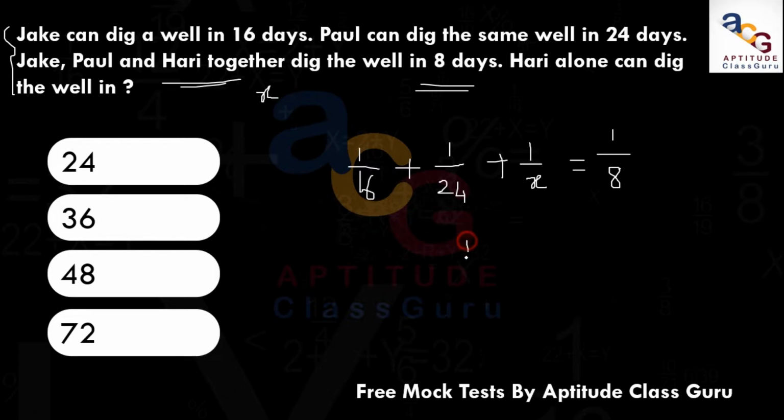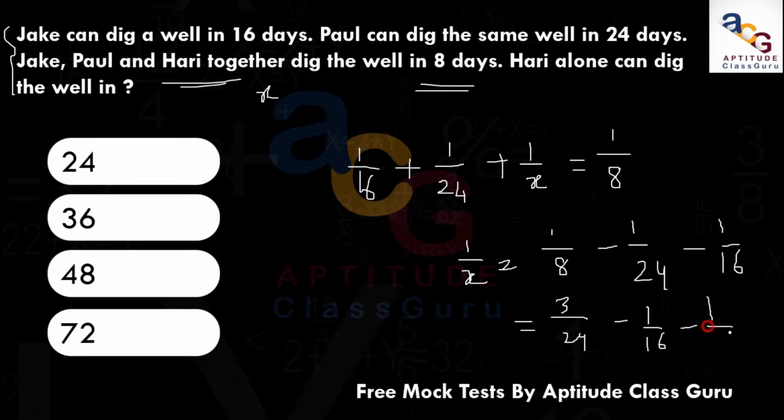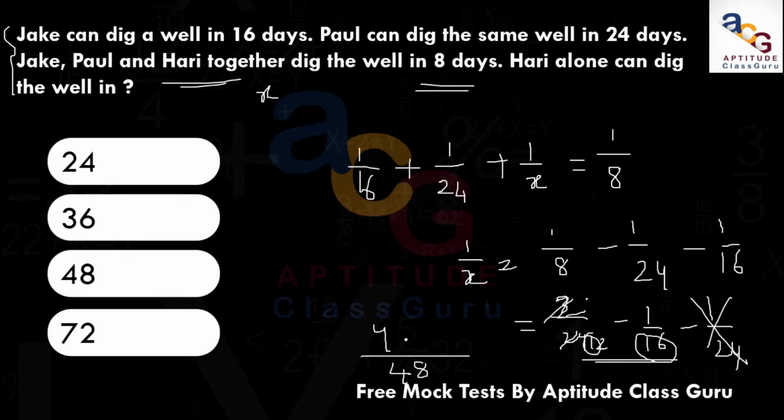You have to simplify. Simply take the LCM. 1/x = 1/8 - 1/24 - 1/16. 1/8 can be written as 3/24, so 3/24 - 1/24 is simply 2/24, which cancels to 1/12. Then 1/12 - 1/16. The LCM of 12 and 16 is 48. 12 cancels 48 four times, and 16 cancels 48 three times. So the answer is 1/48.